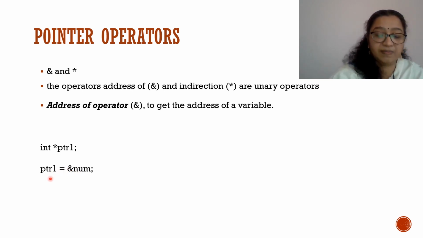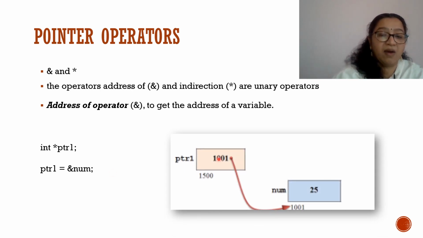Clear now? Yeah. See, ptr1 is a pointer variable, 1500 is its address, ptr1's address, and num is another variable, its address is 1001, and the value of num is 25. So here we put ptr1 is equal to ampersand num. So what is the meaning? ptr1 will hold, see the content of ptr1 now, that is the base address of num. So through ptr1 we can point to this block, the num block.